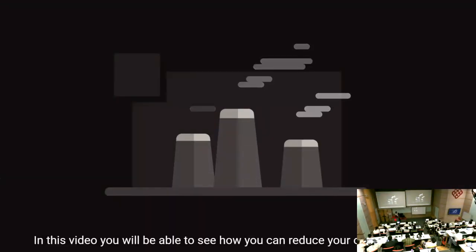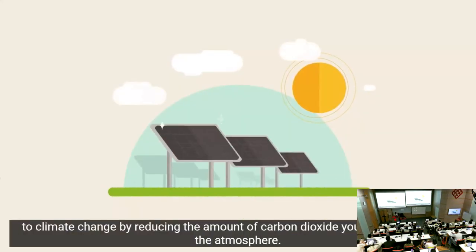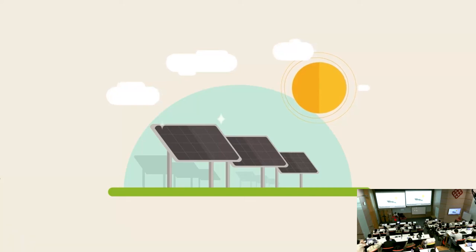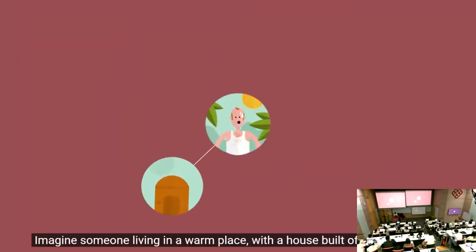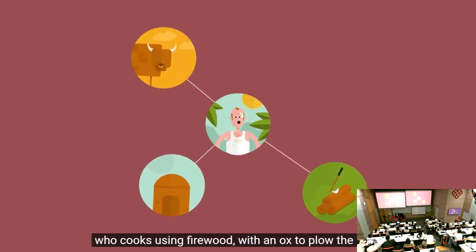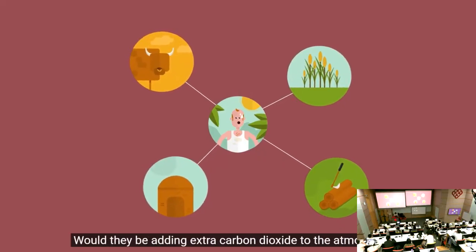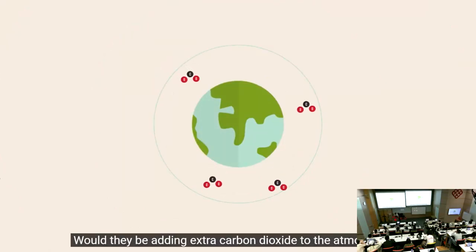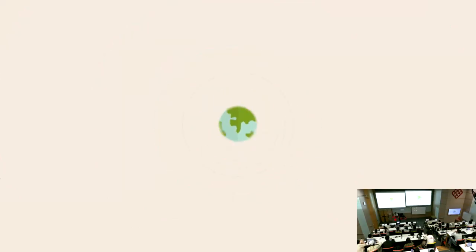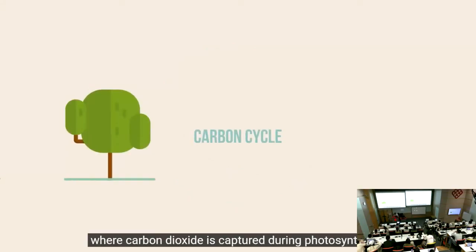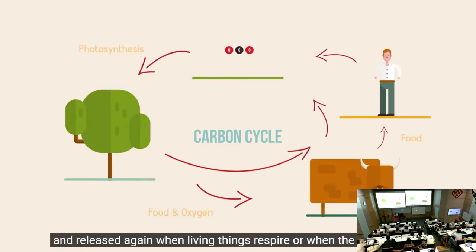In this video, you will be able to see how you can reduce your own contribution to climate change by reducing the amount of carbon dioxide you are responsible for releasing into the atmosphere. Imagine someone living in a warm place in a house built of wood, mud and straw, who cooks using firewood, with an ox to plough the land, and who grows all their own food and all the food their animals need. Would they be adding extra carbon dioxide to the atmosphere? Pause and think. The answer is no. Everything they use and grow is part of the natural carbon cycle, where carbon dioxide is captured during photosynthesis and released again when living things respire or when the wood burns.